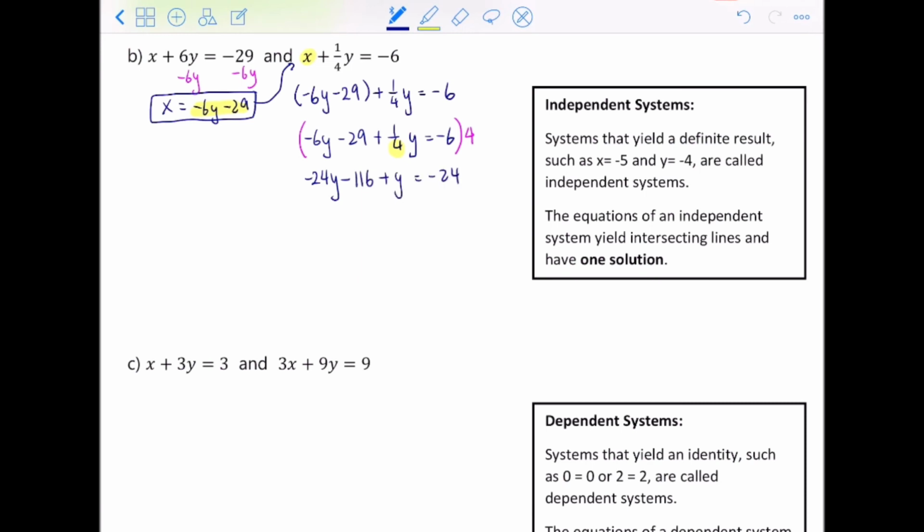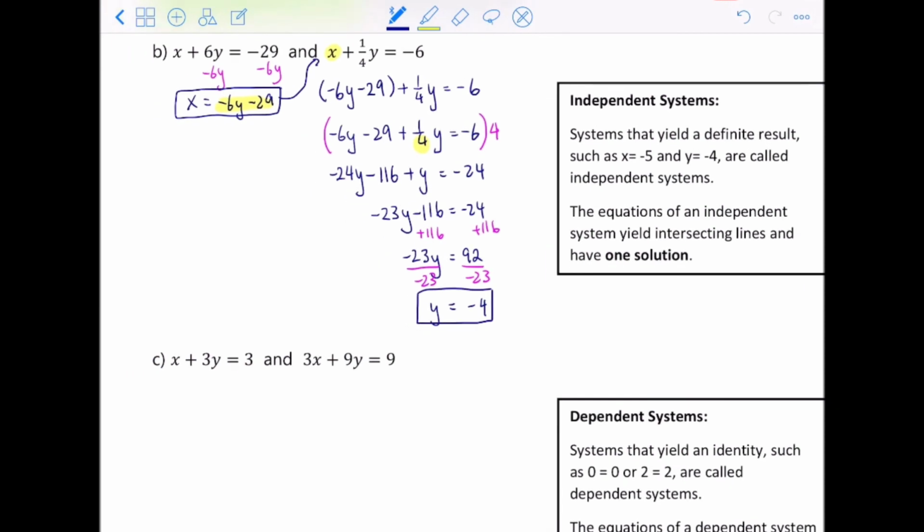And then you're going to collect the like terms. There's negative 24y and positive y, so I'm just going to say negative 23y minus 116 equals negative 24. Let's add 116 to both sides. We're left with negative 23y equals 92. And then we're going to divide the entire equation by negative 23. We're left with y equals negative 4.